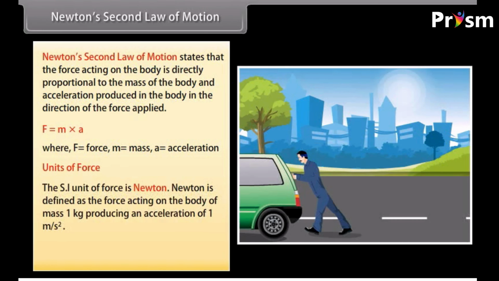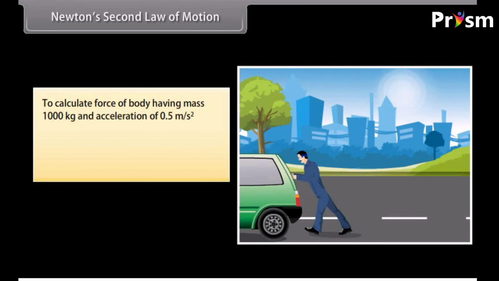The SI unit of force is Newton. Newton is defined as the force acting on the body of mass 1 kg producing an acceleration of 1 meter per second square. Unit is equal to kilogram meter per second square, or Newton. To calculate force of body having mass 1000 kg and acceleration of 0.5 meter per second square, F is equal to 1000 into 0.5, which is equal to 500 Newton, or kilogram meter per second square.